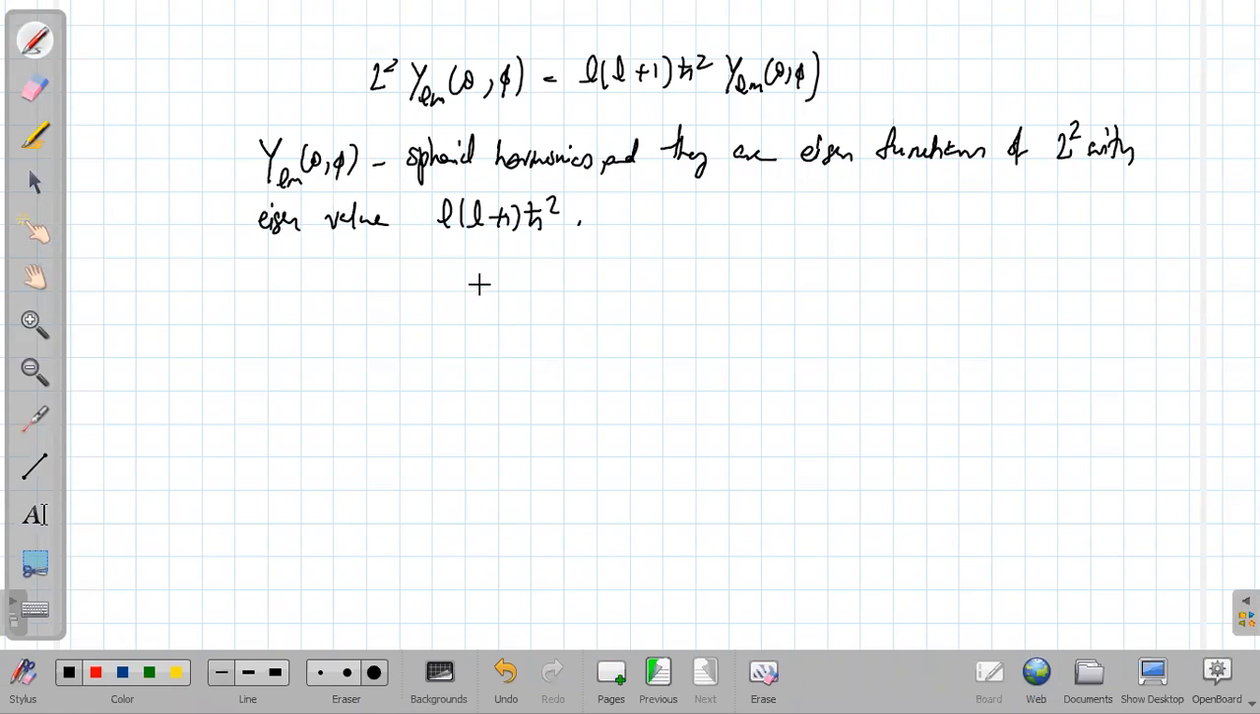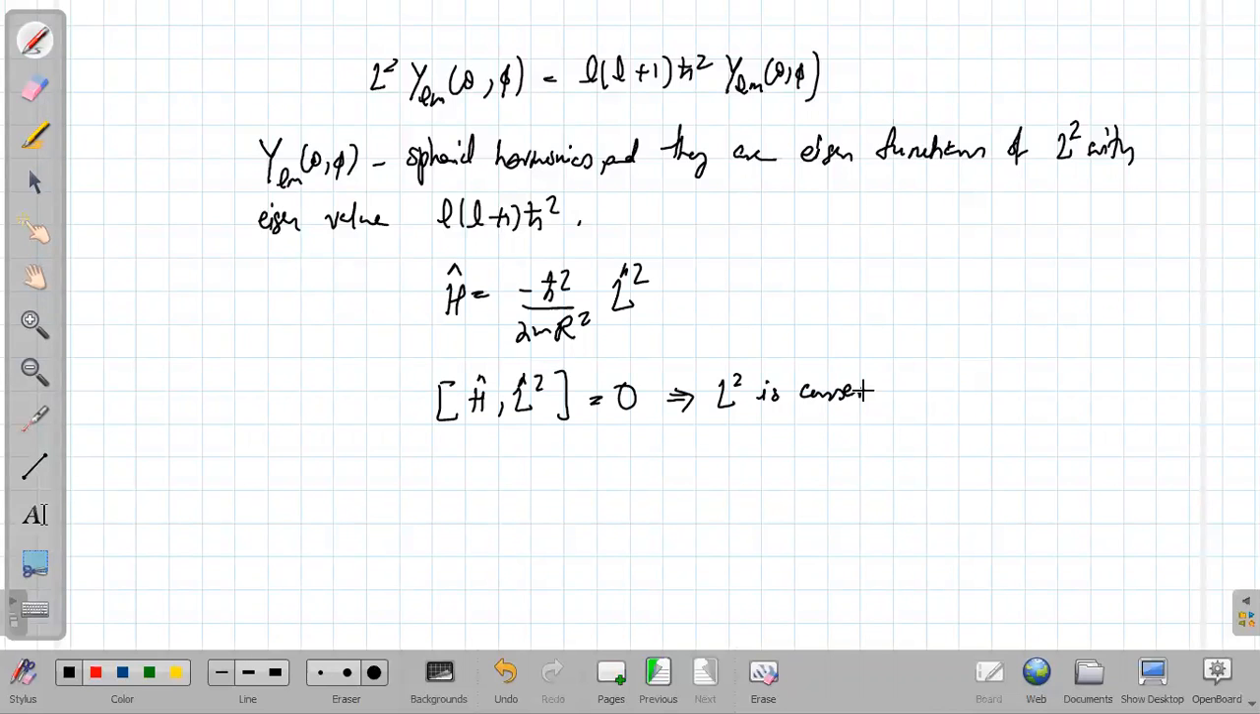Then what would be our total Hamiltonian in this case? The total Hamiltonian we can write simply as minus h bar squared upon 2m capital R squared times L squared. Therefore L squared commutes with H, so the commutator [H, L squared] would be 0. This implies that L squared is a conserved quantity. That is, the angular momentum would be conserved.